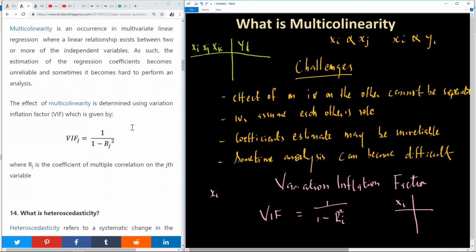In the next class, we will discuss another concept that is really very important, and that is the concept of heteroscedasticity.